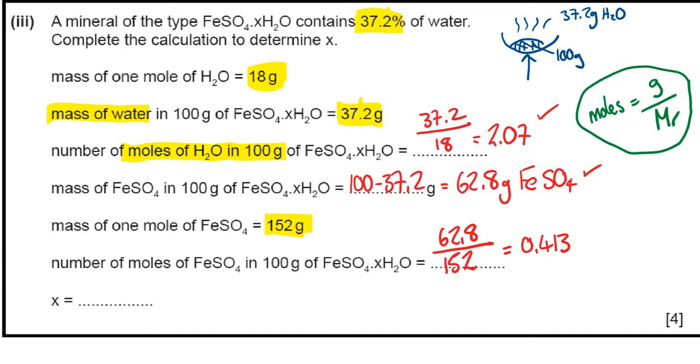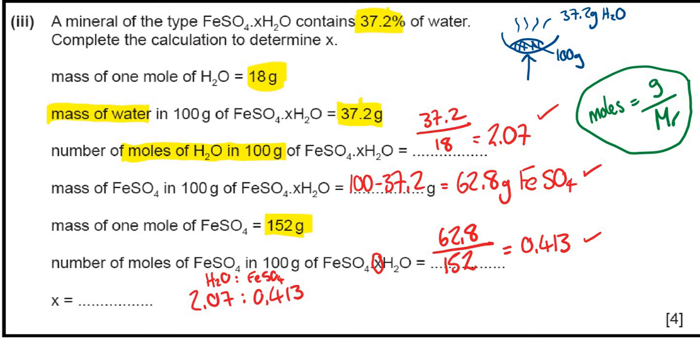Now we've got to try and work out what X is. So we've got 3 marks here. How do we solve and find out how many waters of crystallization are in iron sulfate? What is X? So if we look at our mole ratios then, we've got 2.07 moles of water to 0.413 moles of iron sulfate. How do we solve that into whole numbers?